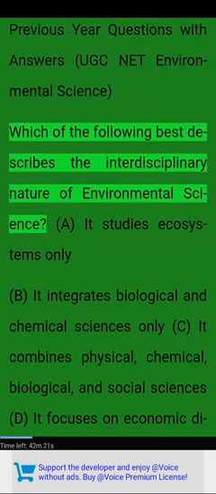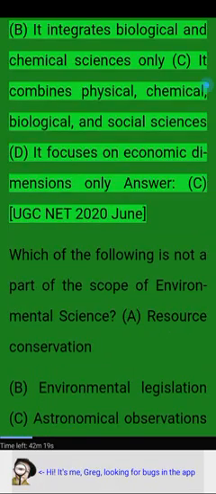Previous year questions with answers. UGC NET Environmental Science. Which of the following best describes the interdisciplinary nature of environmental science? A. It studies ecosystems only. B. It integrates biological and chemical sciences only. C. It combines physical, chemical, biological, and social sciences. D. It focuses on economic dimensions only. Answer. C. UGC NET 2020 June.